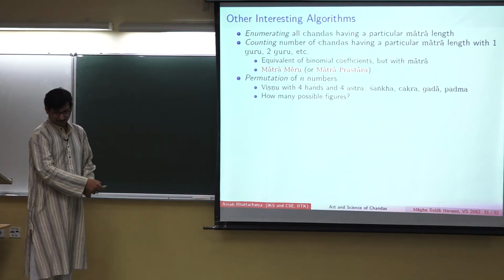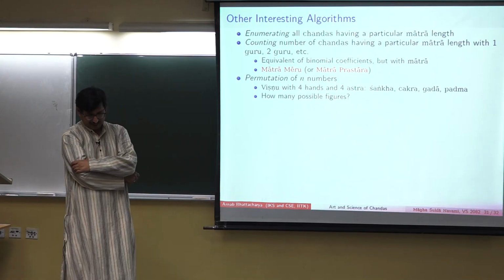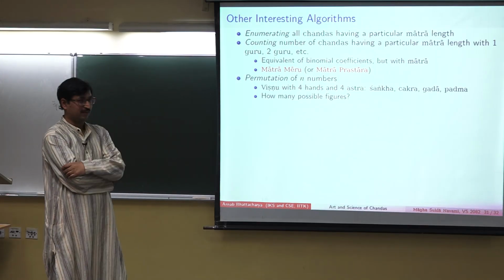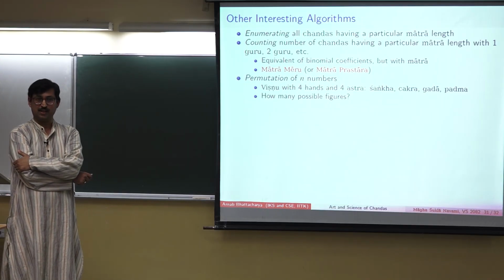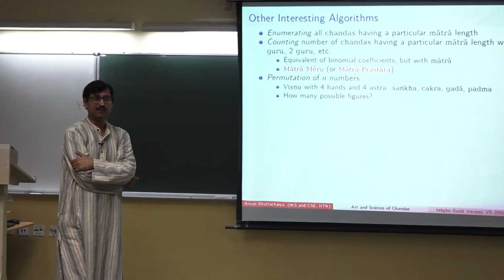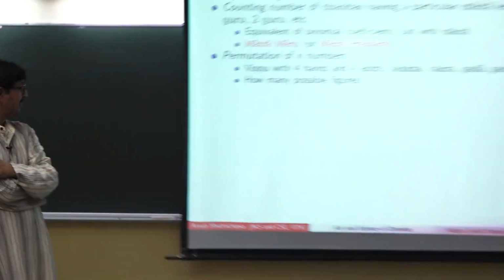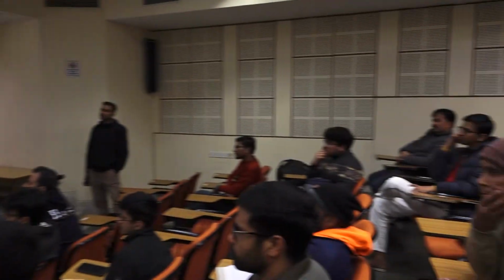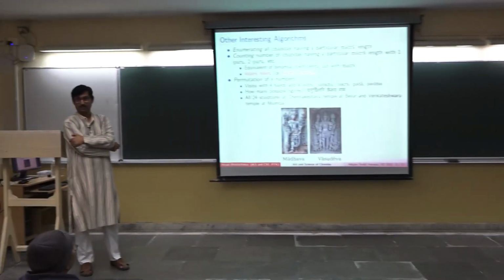And then I'll finish with this permutation of n numbers. So here is actually what is being done. Vishnu, the god, has got 4 hands and he has got 4 kinds of astras, right? How many possible sculptures, how many possible figures can you make? One hand, one astra. How many can you make? 24. This is the permutation, right? This is factorial 4. This is actually called Chaturvinshati Keshavanama.